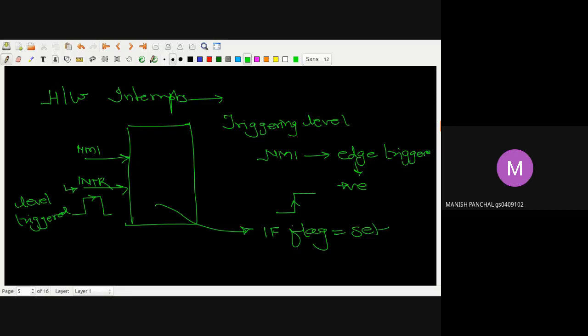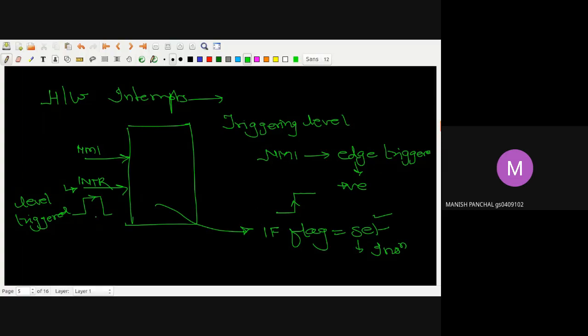Suppose in the first step I have set the IF flag through some instruction. IF stands for interrupt flag. Now, at the same time, I apply a level triggered signal to INTR. Now what will happen? If this is set, this INTR will be recognized, and immediately it will cause the program counter to jump to some predefined location of the interrupt.